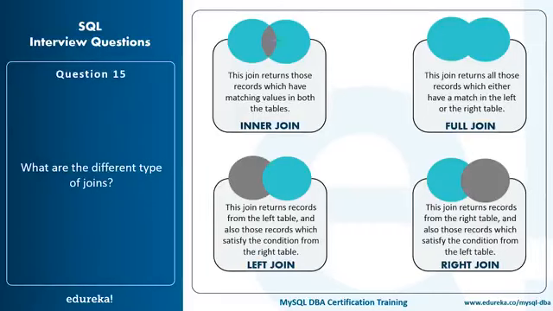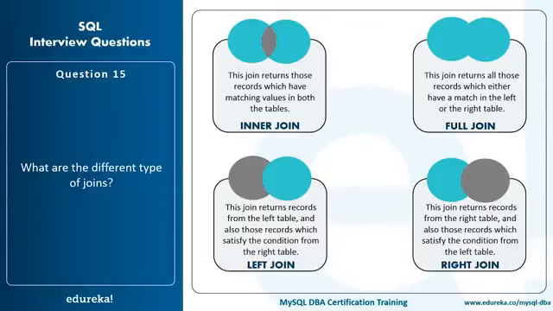Now consider 2 tables, table A and table B. When you apply the inner join on both of these tables, you'll observe that the output would be all those records which have matching values in both the tables, that is table A and table B. Talking about the full join, it returns all those records which have a matching value in either the left or the right table. So whenever you apply full join on both of these tables, you'll get an output of all those records which have a match in either the left or the right table.